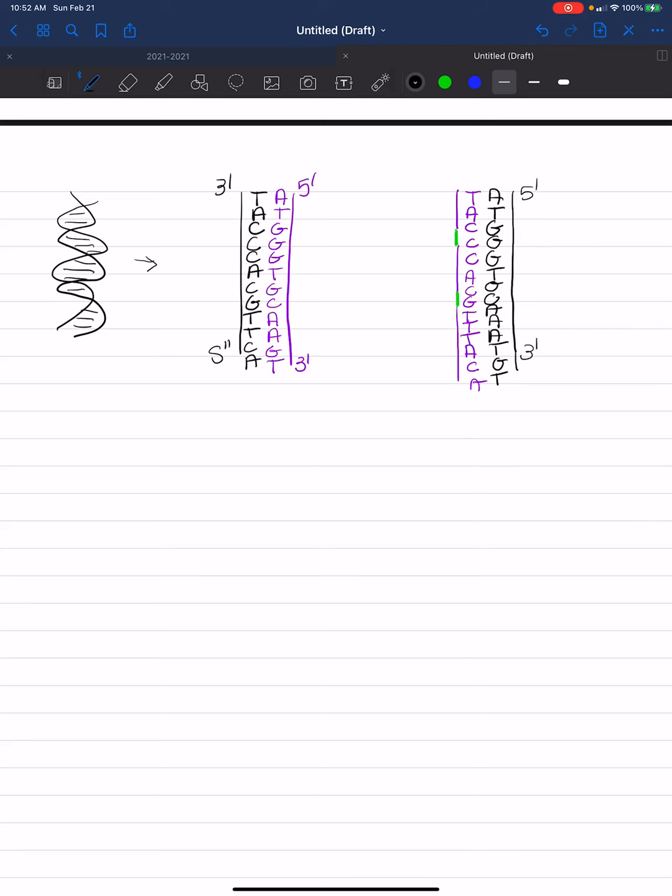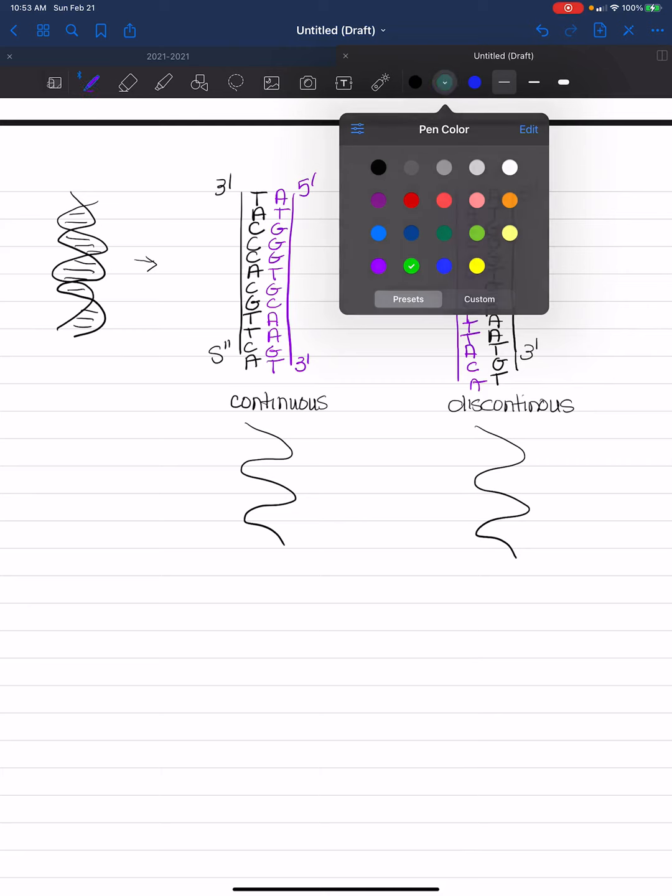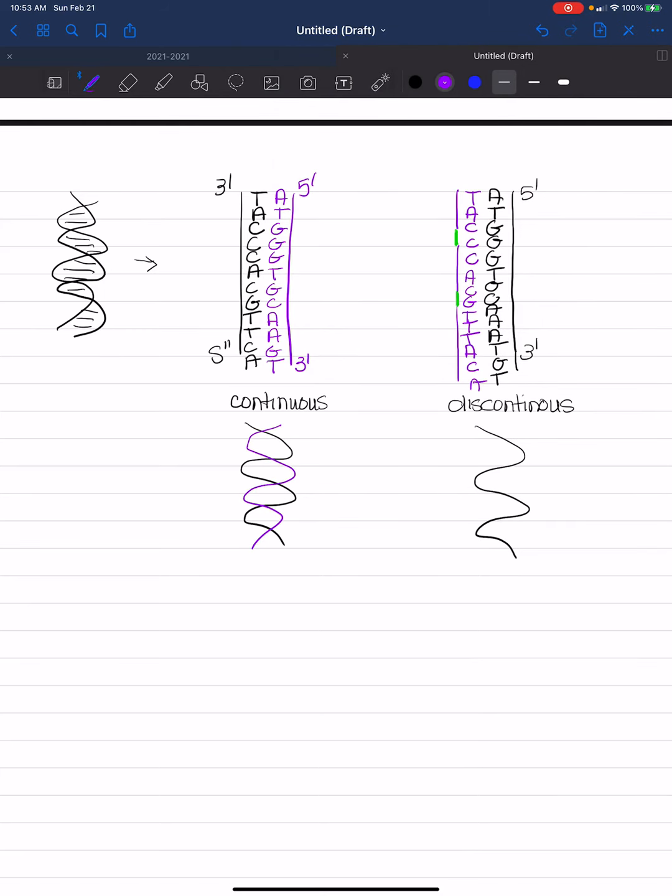And so we got continuous replication for the 3' strand, and we got discontinuous replication for the 5' strand. So when things are all said and done, it's going to wind back up and we end up with two strands of DNA.